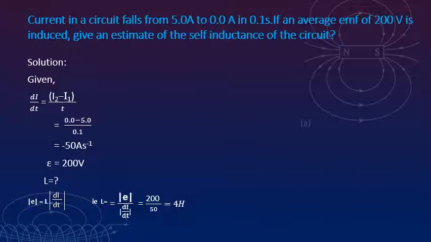So we know the formula. Magnitude of induced EMF E is equal to L into magnitude of di by dt. Therefore, L is equal to magnitude of E divided by magnitude of di by dt. Substituting EMF E as 200 and di by dt as 50, we get L is equal to 200 divided by 50, that is equal to 4 Henry.